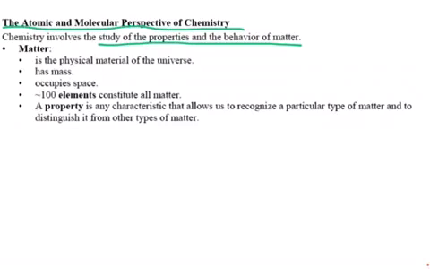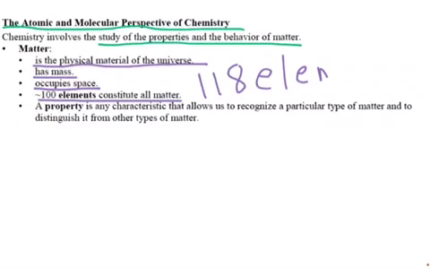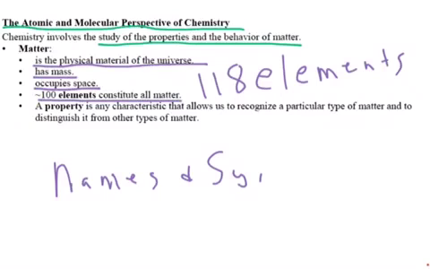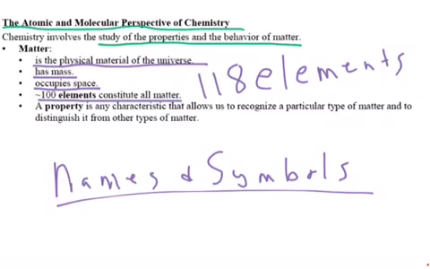Matter is the physical material of the universe, has mass, takes up space. Approximately 100 elements constitute all matter. Currently, we actually have 118 elements, and you will be memorizing the names and symbols of the elements. So make sure you're working on that. We'll be doing a few of them each month.